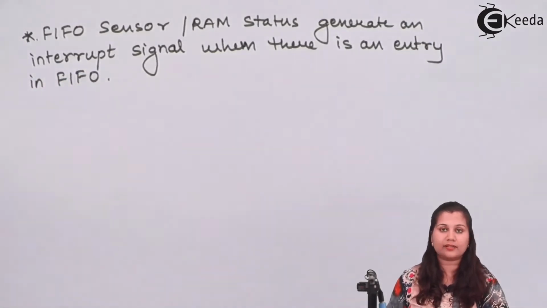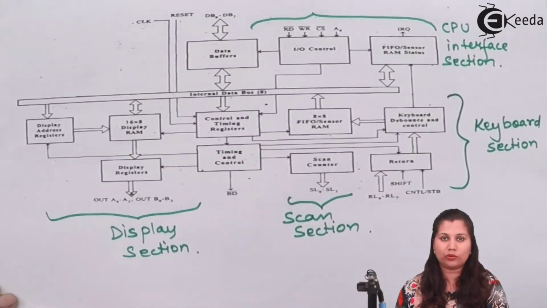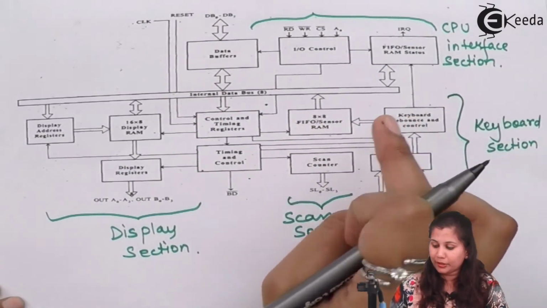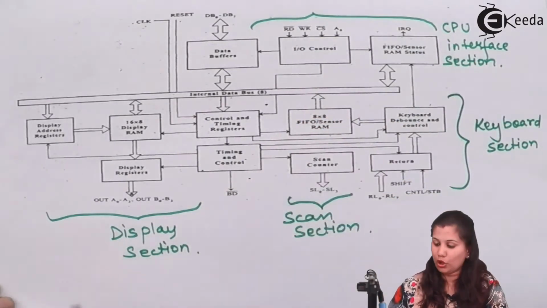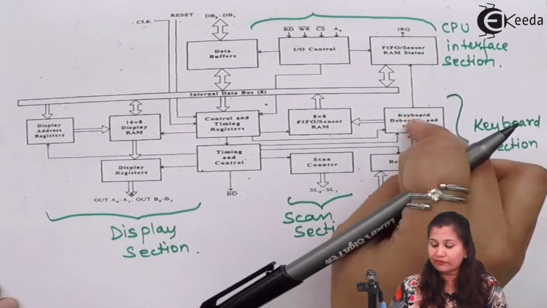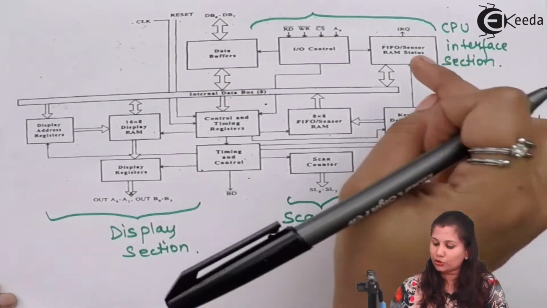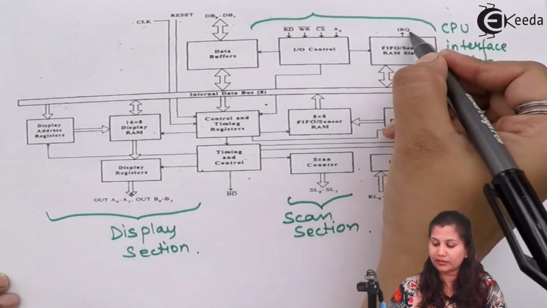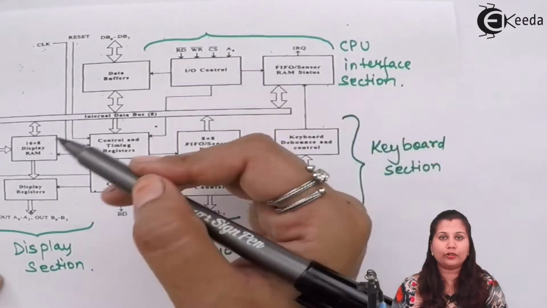this FIFO sensor RAM status block is going to, because whenever any key is pressed in the keyboard, then the key code will be stored in the RAM, and this information which is stored in RAM has to be read by the CPU. So the CPU or the microprocessor has to be interrupted. Okay, so whenever a key is pressed, then an interrupt signal will be sent to the processor. So this FIFO sensor RAM status, whenever any key is pressed, is going to generate a request signal which is known as the interrupt request signal, and this signal will be sent to the CPU.